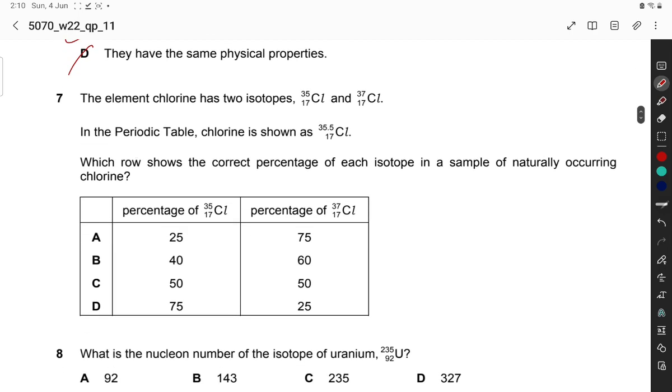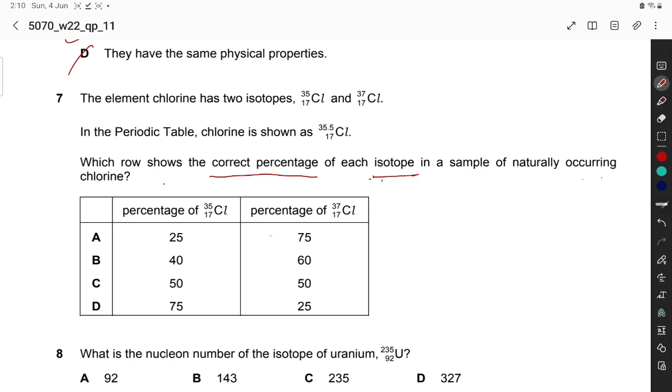Question number 7. The element chlorine has 2 isotopes, and in the periodic table chlorine is shown as this. Which row shows the correct percentage of each isotope in a sample of naturally occurring chlorine?